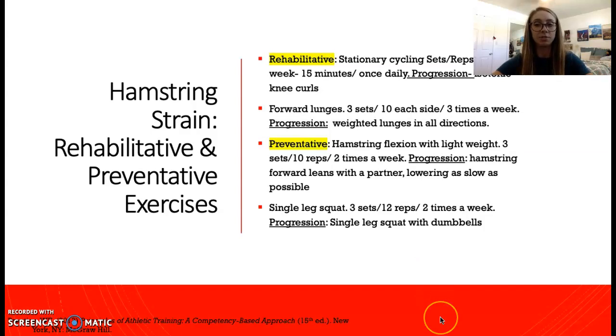And as far as prevention, again, on the field like with the ankle exercises, you can have hamstring flexion with light weight and then progress into that hamstring forward lean with a partner, going as slow as you possibly can to stretch out all those muscles and really strengthen them. And then from there, you can also do single leg squats and progress into the same squats even with dumbbells on the sides to really make it a lot harder.